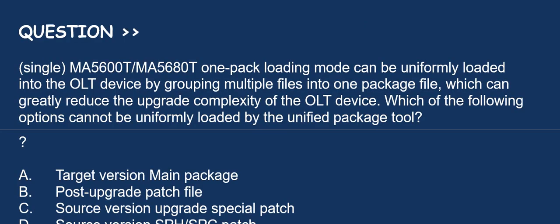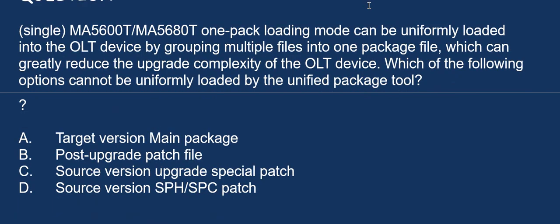The next question is MA5600T/MA5680T. One pack loading mode can be uniformly loaded into the OLT device by grouping multiple files into one package, which can greatly reduce the upgrade complexity of the OLT device. Which of the following options cannot be uniformly loaded by the unified package tool? Option A, target version main package. Option B, post upgrade patch file. Option C, source version upgrade special patch. Option D, source version SPH SPC patch. The correct answer is option D.